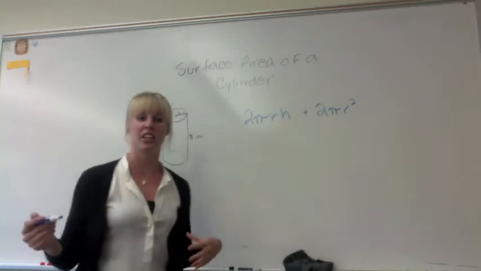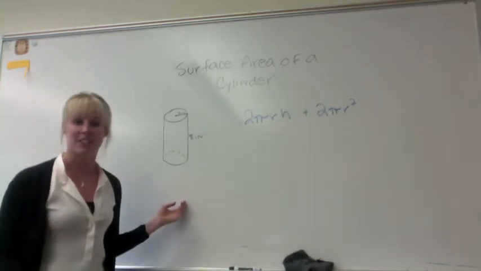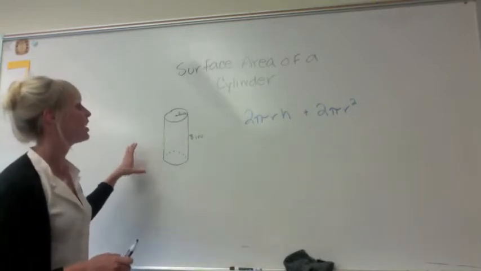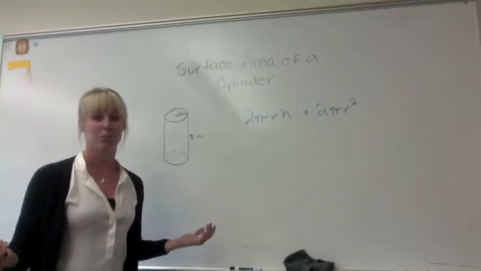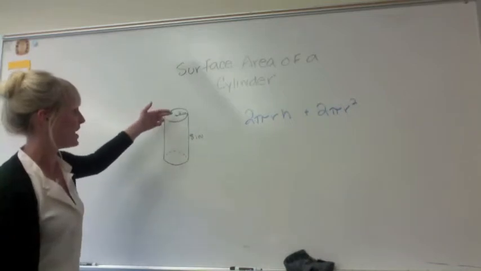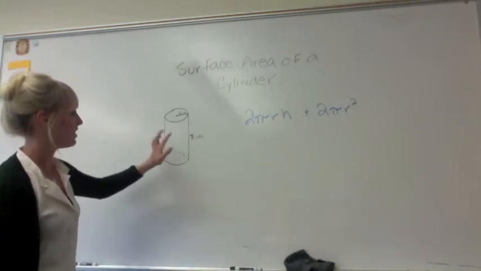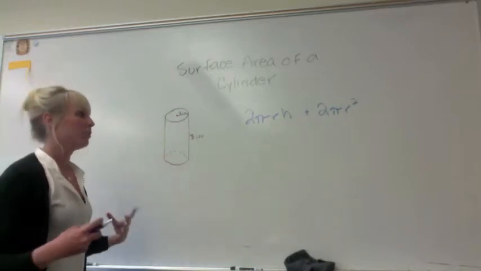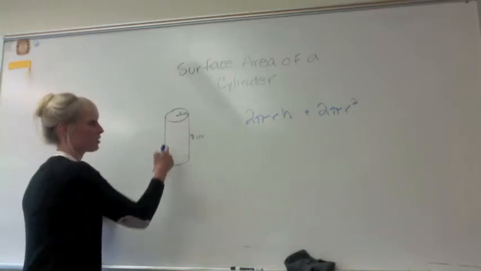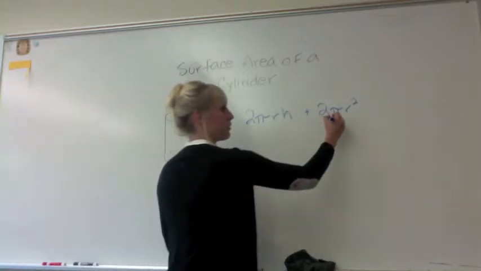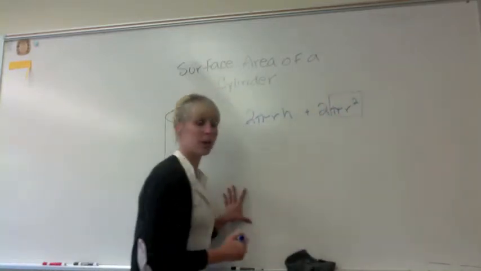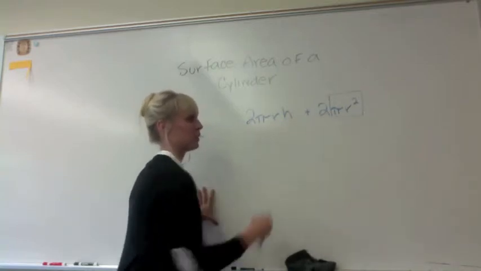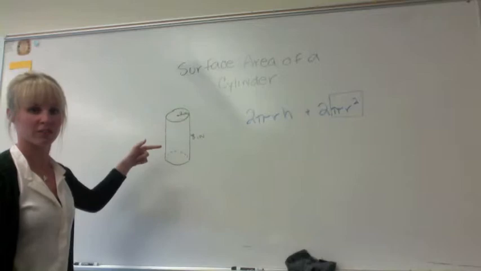Finding the surface area of a cylinder is the same as finding the surface area of any other prism. You want to find the area of the base, both bases, and then also any other surface that's on the figure. Well, we have two circles. The formula for the area of a circle is pi r squared. That's why we multiply the area of a circle times 2, because we have two circles.